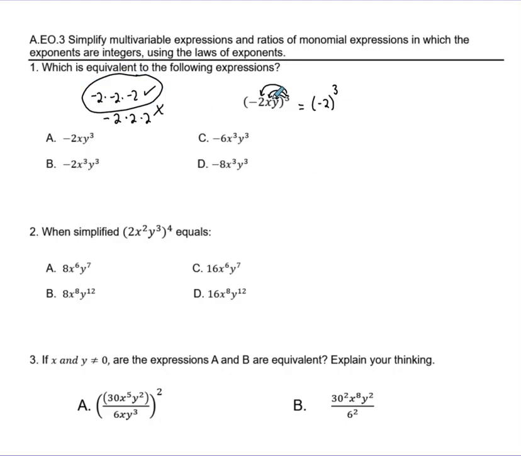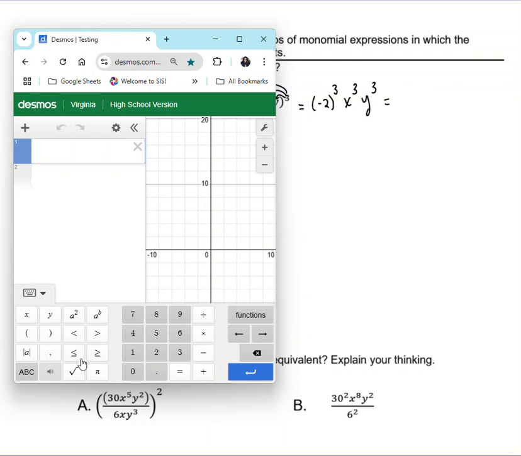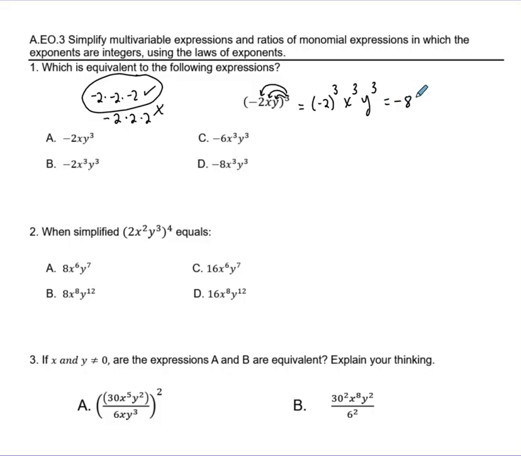All right, and then for the x, you're going to have the cubed as well, and for the y, you're going to have the cubed as well. So the only real calculation that we have to do is -2 cubed. So I'm just going to put, don't forget the parentheses, really important, -2, close the parentheses, and then put cubed, and that is -8. So you have -8, and then this is already simplified, okay?